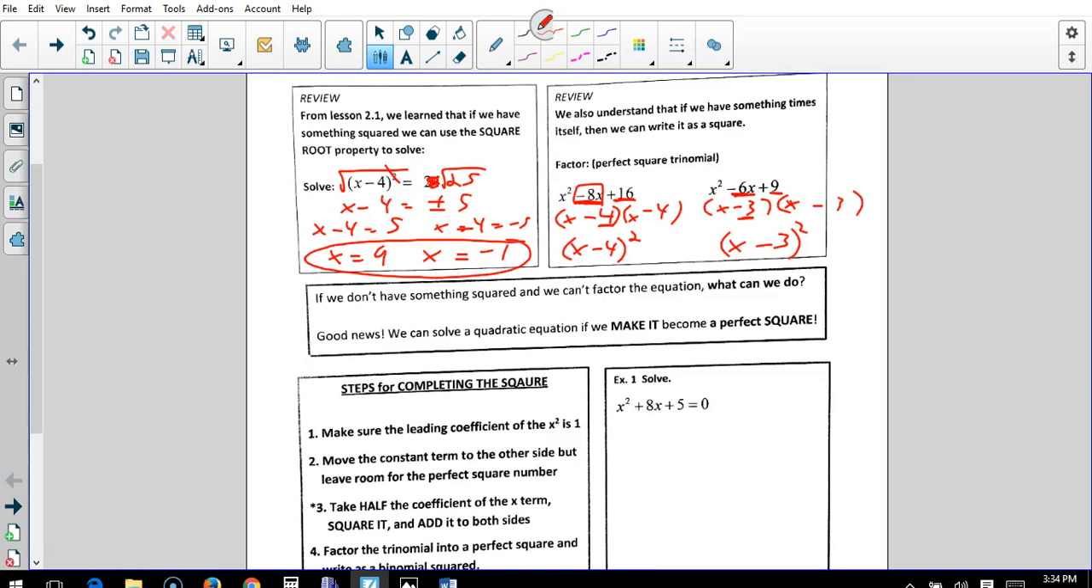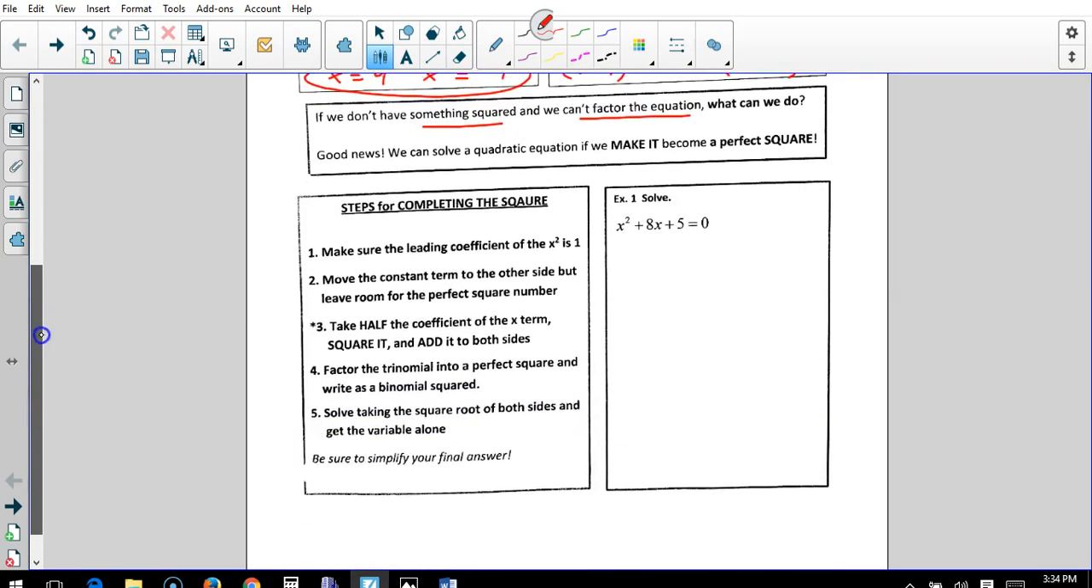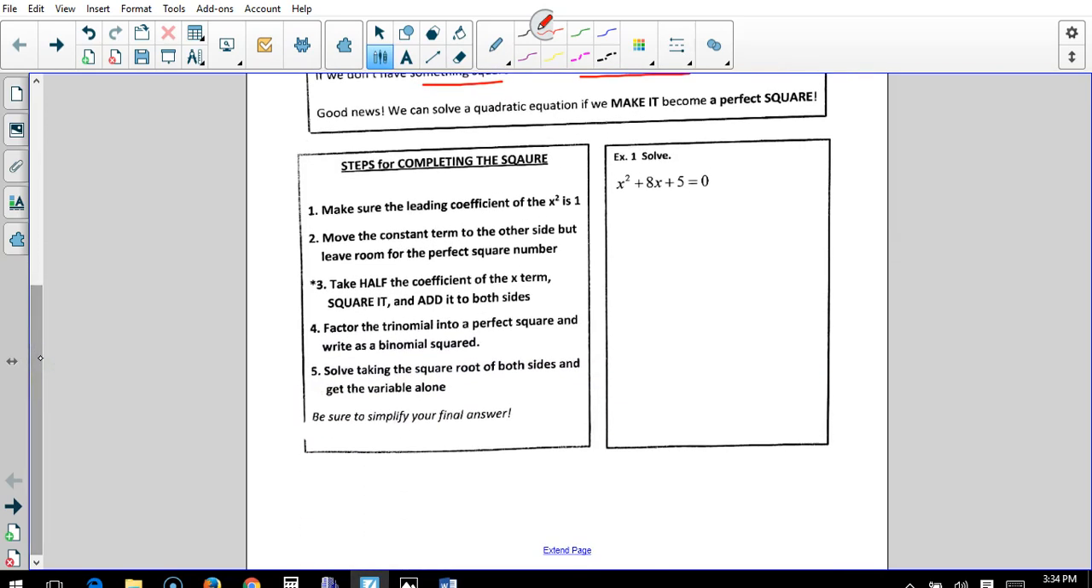Because there's times that we don't have something squared and we can't factor it. We need to do something else, and that's called completing the square. So first off, make sure your lead coefficient, which is right here, is 1. We have that. Move the constant term to the other side. But leave a space here for the perfect square number. Now, we're going to ask ourselves, what's half of the coefficient of the x term? What's half of 8? It's positive 4.